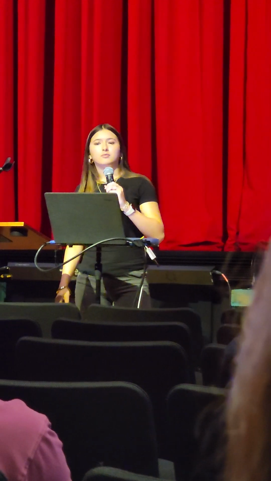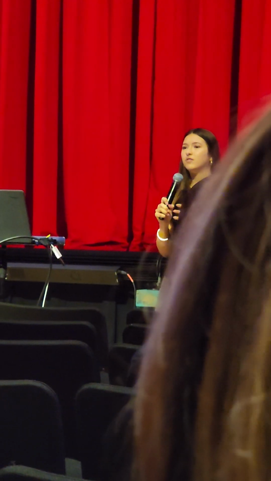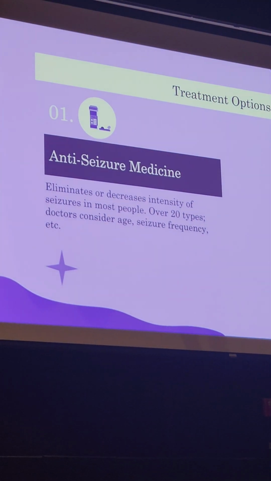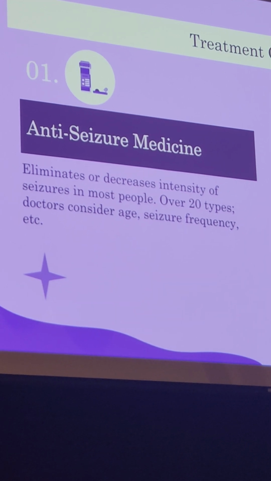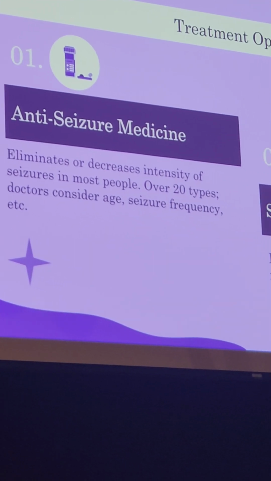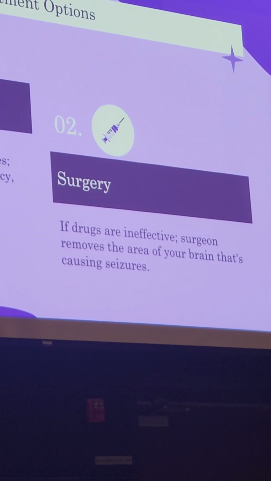Now, there are 2 main treatment options for seizure disorders. The first is anti-seizure medicine. This is shown to completely eliminate or decrease severity of seizures in the vast majority of patients. There are over 20 types, but prescription of which one depends on your age, severity, gender, etc. And in the rare case that this doesn't work, surgery is the next option, where a surgeon will remove the area of your brain that is causing seizures. For example, if you have temporal lobe epilepsy, you may get a temporal lobectomy.